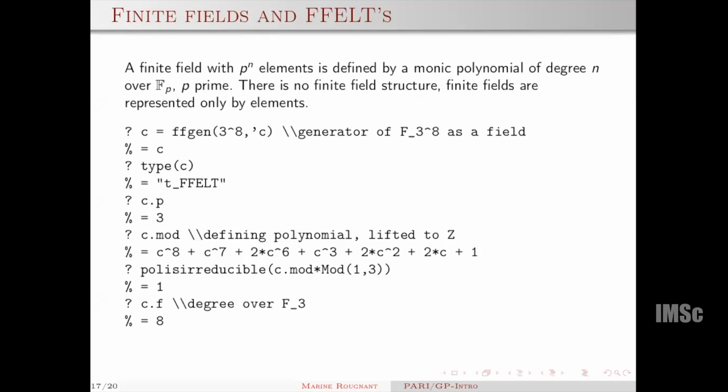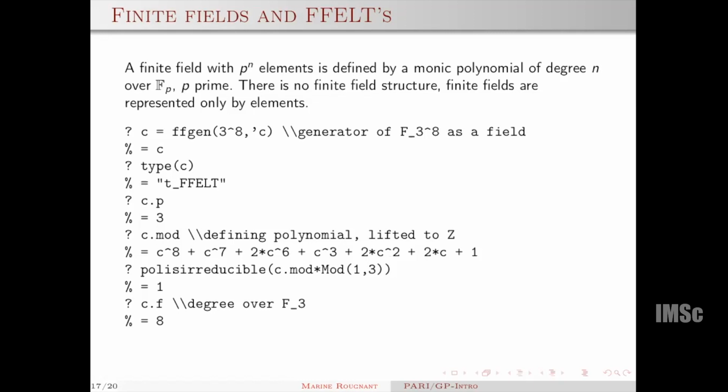If I ask what type of C, it's a finite field element. So ffgen, finite field generator. Once you define your element like that, it's an element in a finite field. I can ask for the characteristic of your field. You can also ask for the polynomial which defines your finite field. And this polynomial will be lifted to Z so that you can easily read. Here, C is your generator.